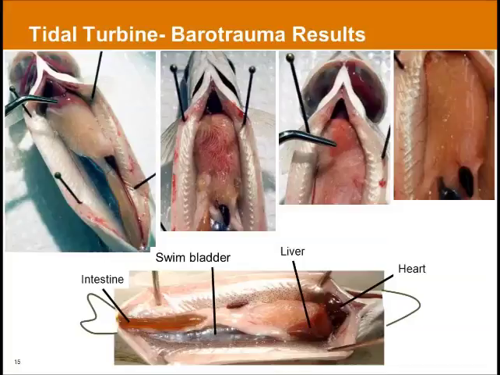So if you could go ahead and bring us to the next picture, you're going to hopefully haven't eaten lunch yet or are well done with it. These are some examples of barotrauma injuries that were observed from the 24 hours of tidal turbine noise exposure.